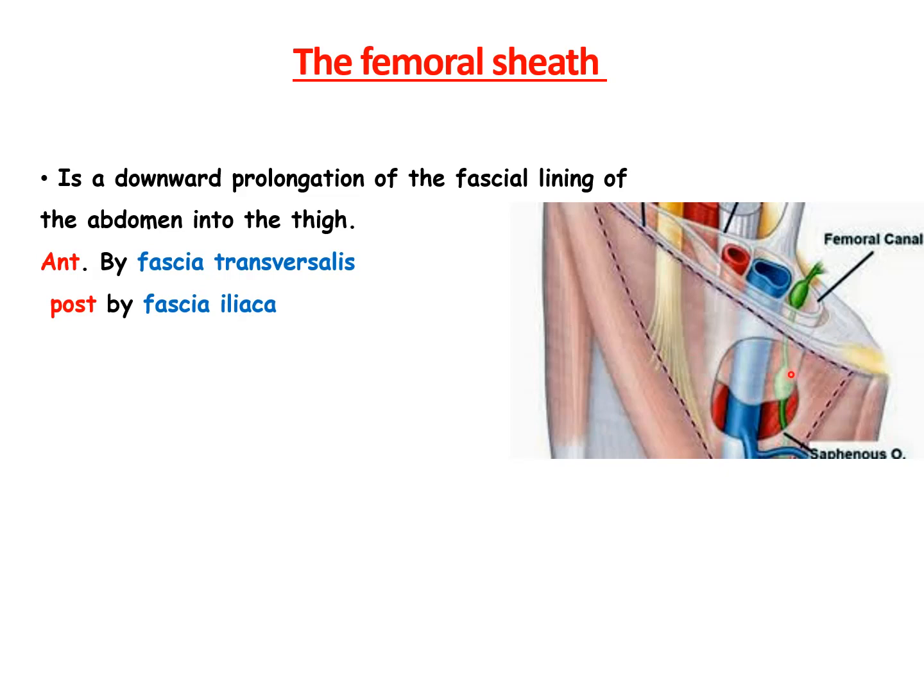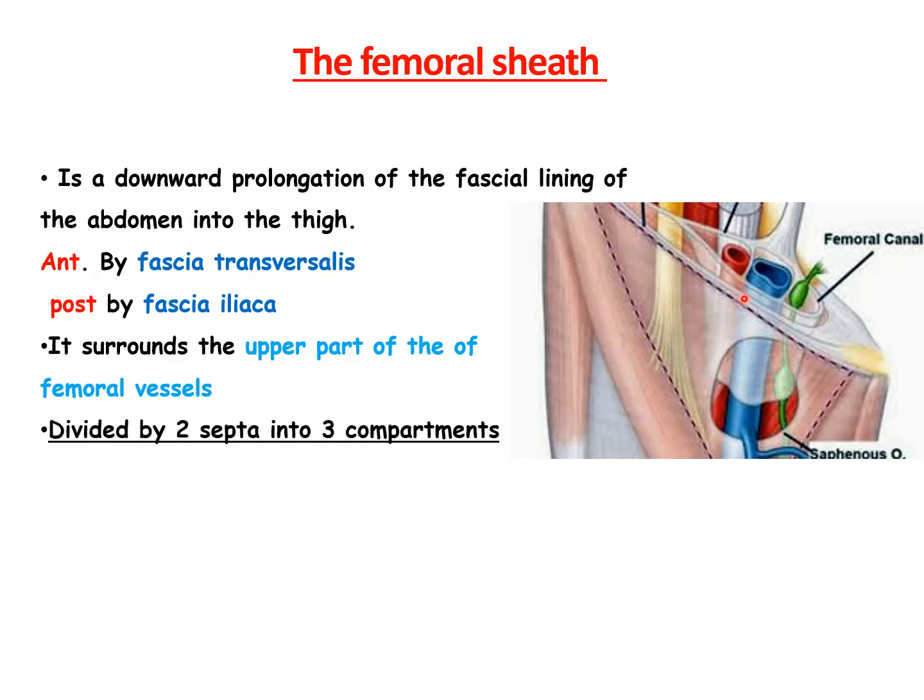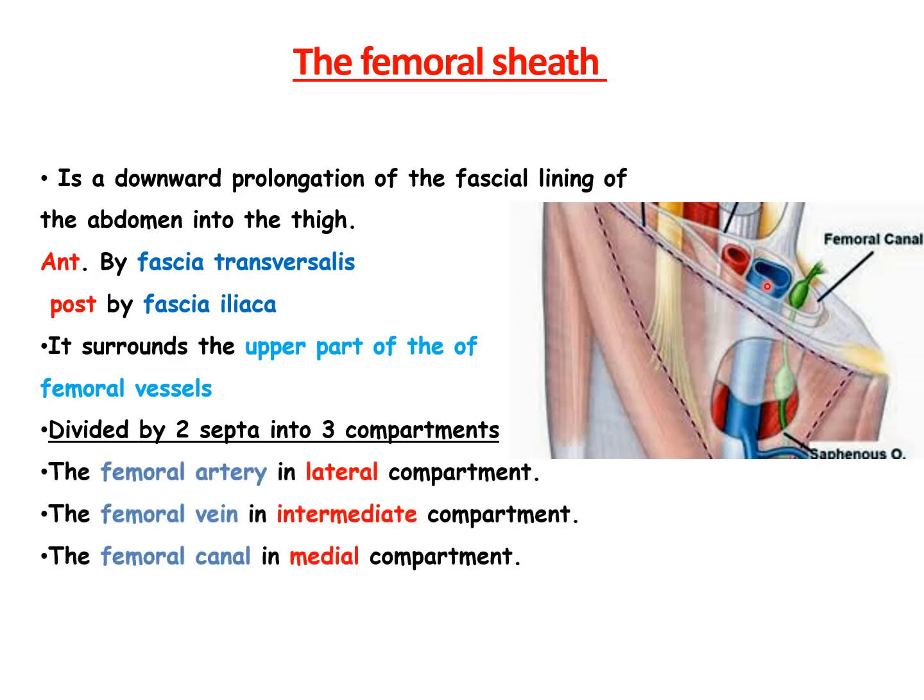The femoral sheath, which is this one, is an elongation from the fascial covering of the abdomen, anteriorly made by fascia transversalis and posteriorly made by fascia iliaca. It covers the upper 4 cm of the femoral vessels inside the femoral triangle, as we said before. It is divided by two intermuscular septa, this one and this one, into 3 compartments.